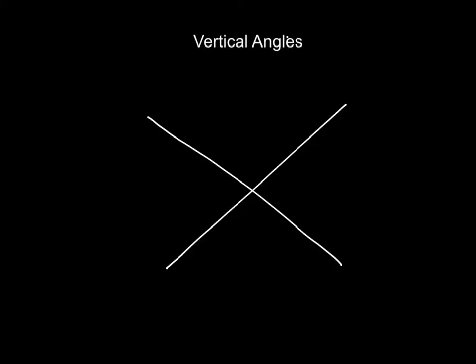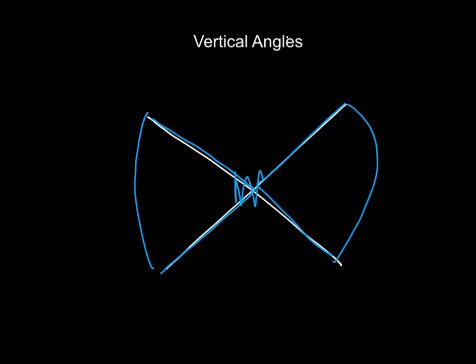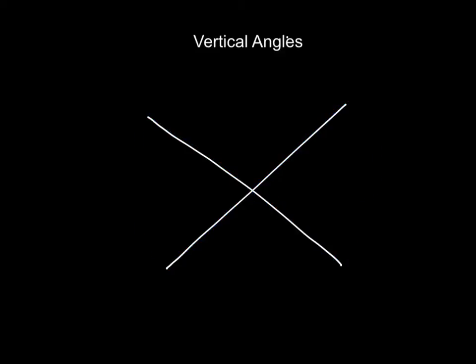Next, we'll look at vertical angles. As you can see, I have many angles here. Vertical angles, though, are angles like that. It looks like a bow tie, if you can imagine a bow tie. Let me get rid of this illustration. It's the angles here.